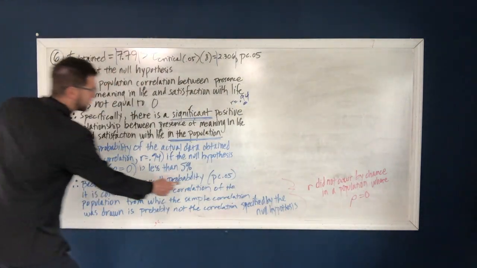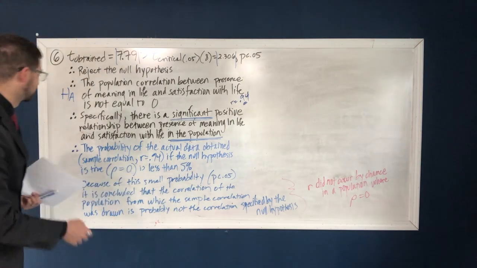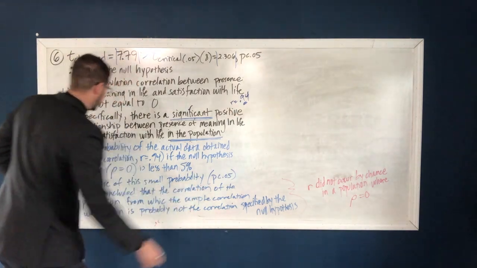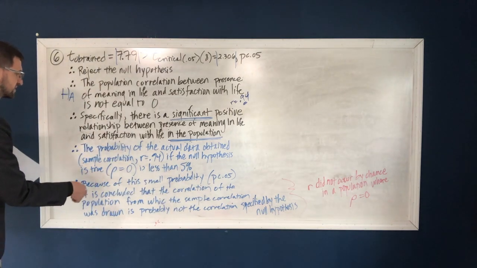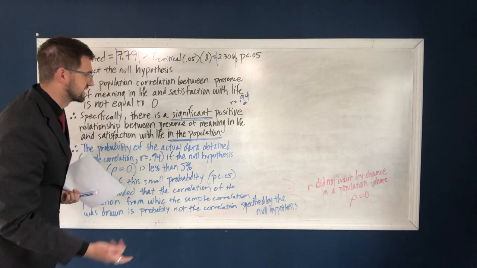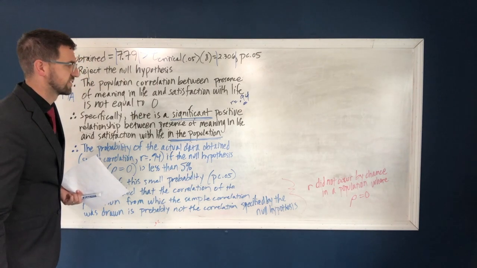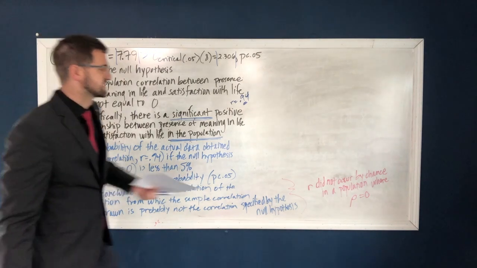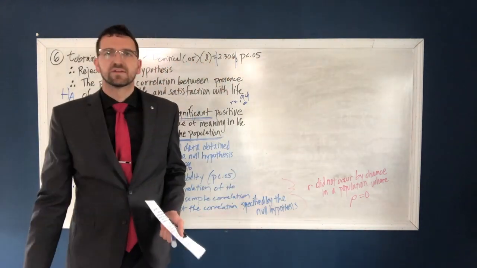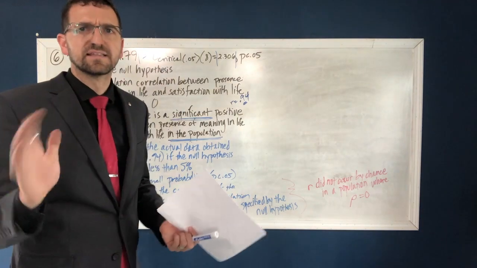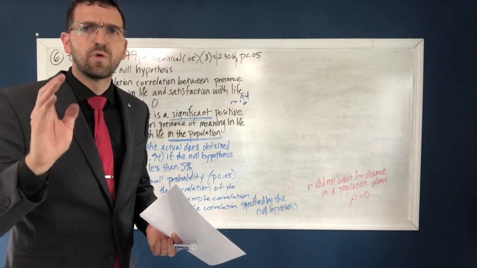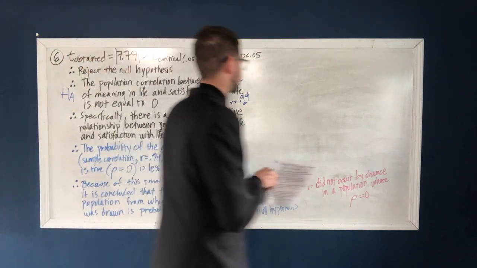So because of this small probability, p is less than 0.05 or 5%, it is concluded that the correlation of the population from which the sample correlation was drawn is probably not the correlation specified by the null hypothesis. And what that's saying is r did not occur by chance in a population where rho equals 0. Okay, this part's a little more difficult to understand, but I believe I can explain it well by drawing a picture.